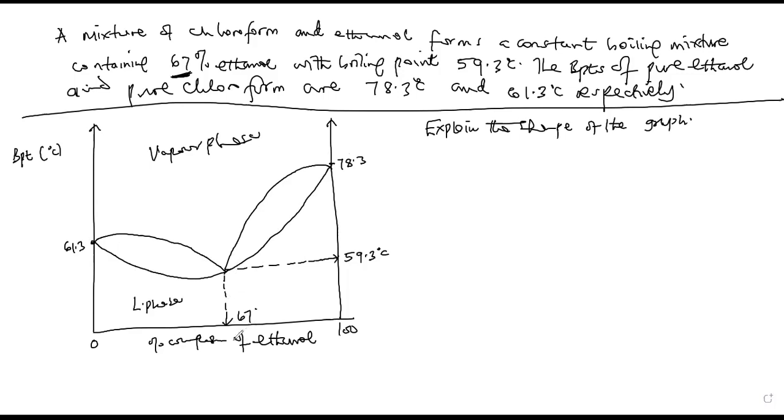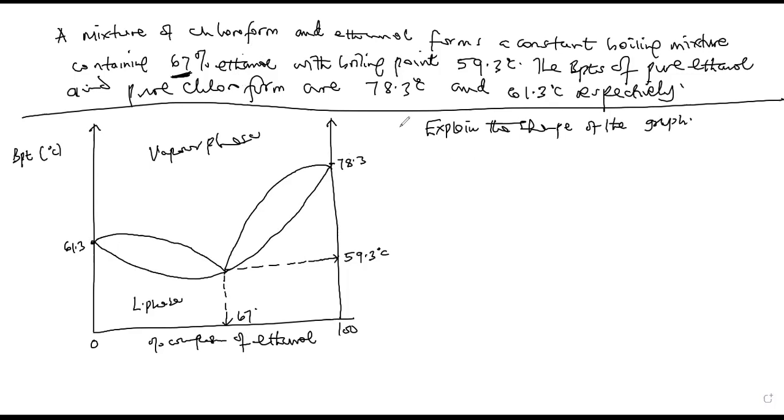Then you tell us why it deviates from Raoult's law, and that was the introduction of our previous video telling us how substances deviate from Raoult's law. But in the previous video, I was using A and B, but now I'm using ethanol and chloroform. So you have to use the aspects of ethanol and chloroform very well.